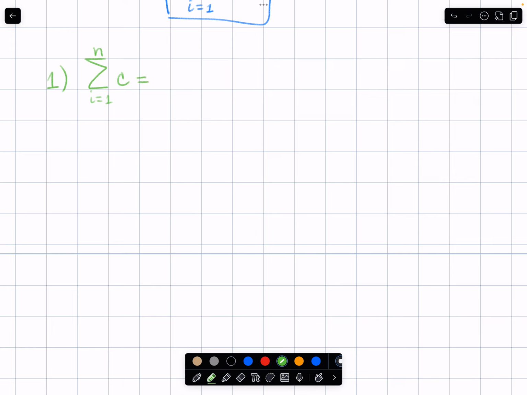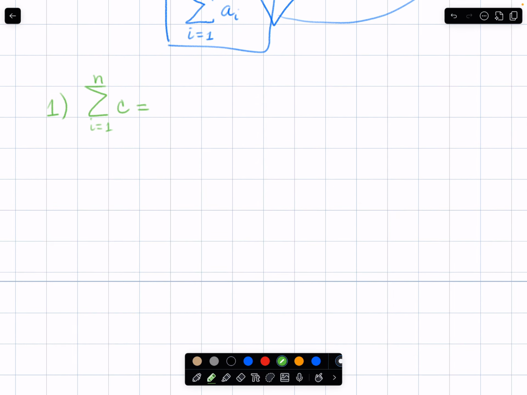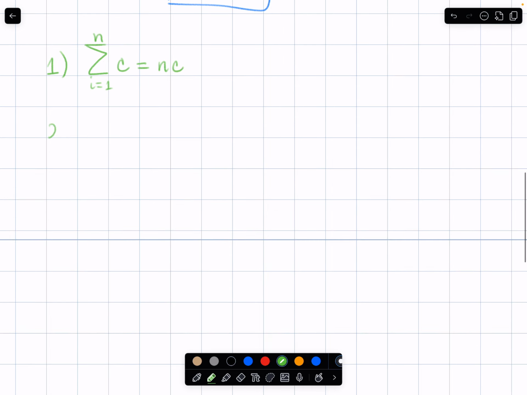C is just a constant. So you just have a constant C, any number that you are summing, and when you have that, you can make it equal to n times C. Gotta memorize that first.